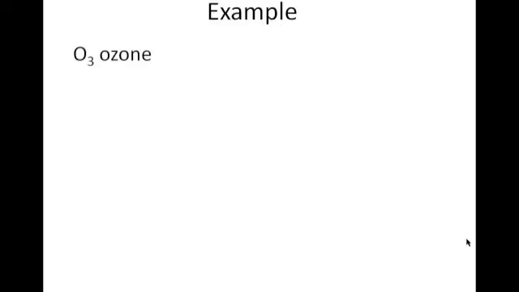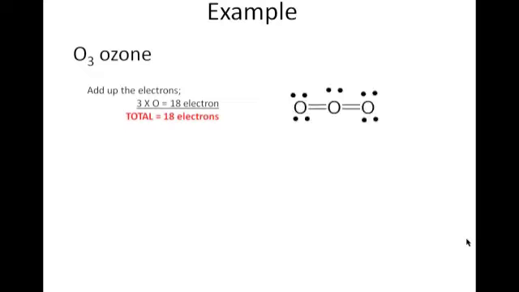Let's look at ozone. Again, let's add up the electrons. We have 3 oxygens, so 3 times 6 is 18. I have a total of 18 electrons in the molecule of ozone. Now, you'll notice, or you may recall, that we had 18 electrons in our SO2, our sulfur dioxide. And you might come up with a structure that looks like this. So we have the same arrangement of electrons that we had for SO2.